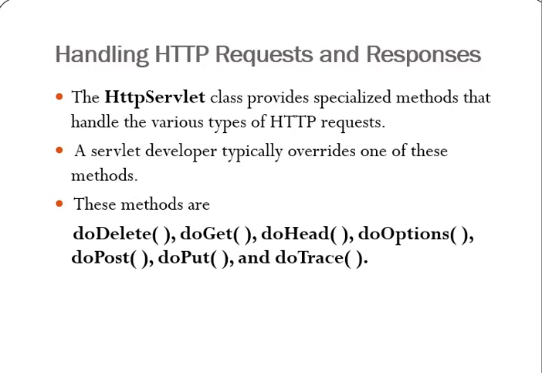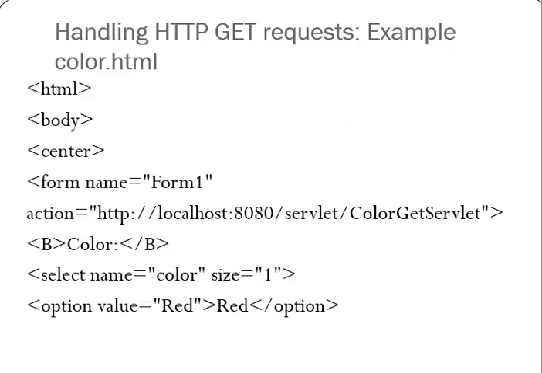Handling HTTP request and response is done by the HttpServlet class. The various methods are doDelete, doGet, doHead, doOptions, doPost, doPut, and doTrace. Based on the HTTP request type, the particular method will be called. Now, handling an HTTP GET request. Let us consider an example where we try to handle an HTTP GET request.